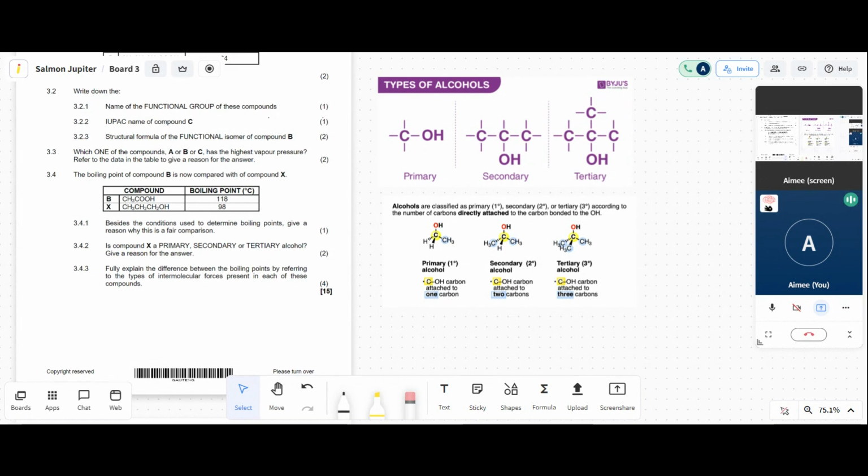4.1.2, name the type of reaction represented by I. So let's have a look at what's happening. We start with butane, which is an alkane. One of the reactants is bromine. And then what do we get? We get a haloalkane, because this is a halogen. So this is actually a process of halogenation.